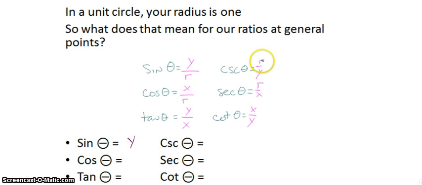And then similarly here for the cosecant, 1 over y would just be 1 over y. Cosine, I've got x over r. My radius again is 1, so it's just x. Secant would then be 1 over x. And then tangent and cotangent had nothing to do with our radius, so those are still our same, y over x and x over y.